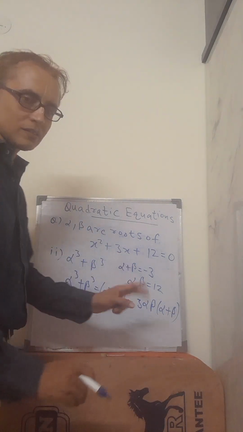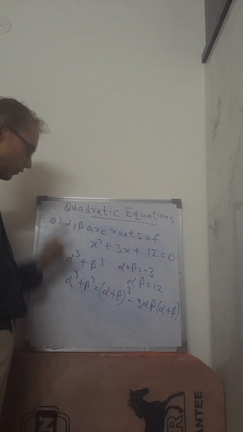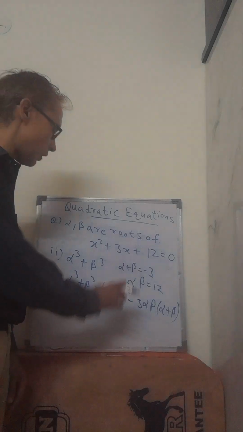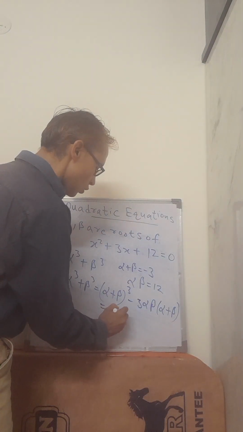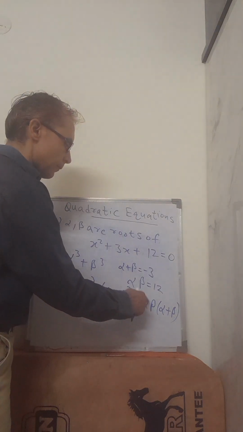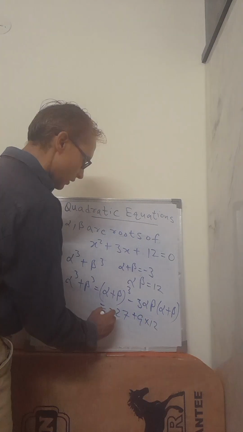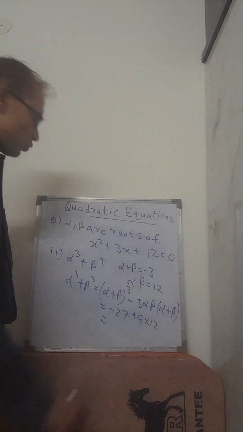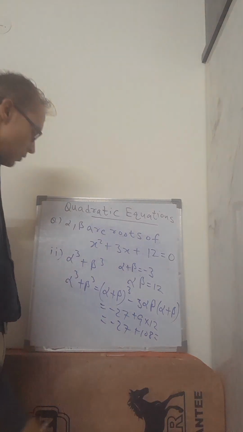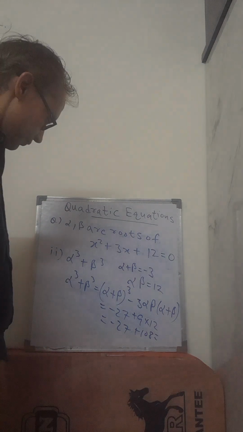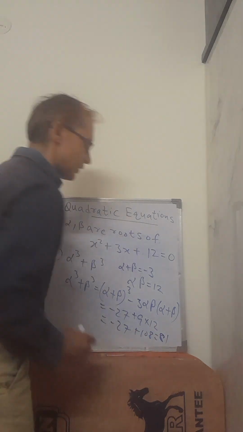Space is less, so I'm writing like this. Sorry for that. Okay, so now you can put the values. This whole formula of alpha cube plus beta cube has come in the form of alpha plus beta and alpha into beta. Nothing else is there. Simply put the values. Minus 3 cube, minus 27. Now alpha beta is minus 3 into 9 into 12, this you can find, 108, minus 27. 108 minus 27 is how much? I think it comes out to be 81. Right, 81 is the answer.